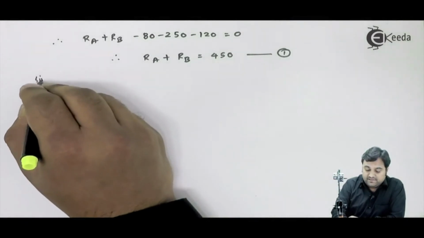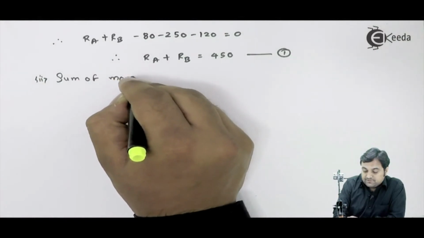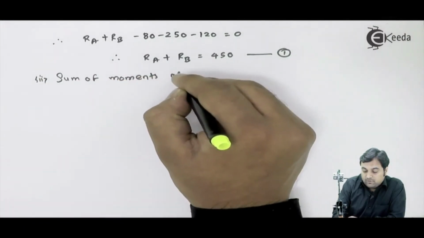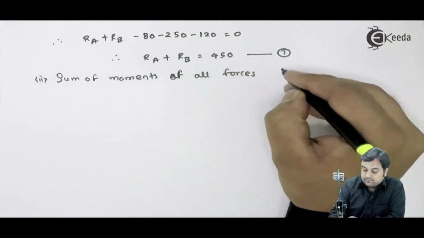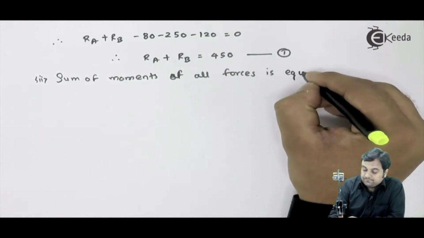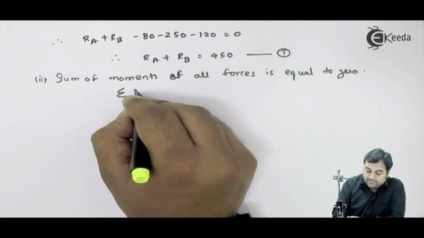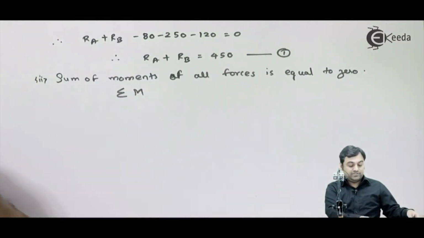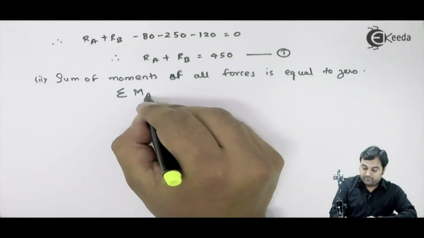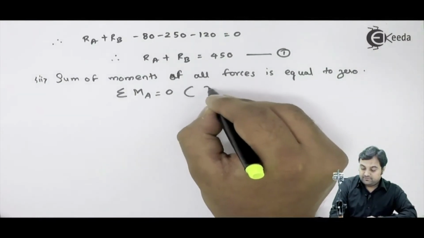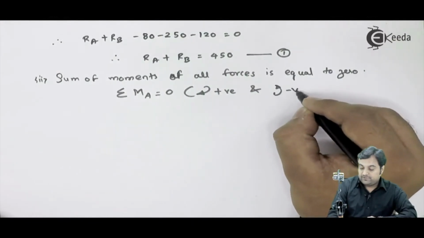After this, I will say that sum of moments of all forces is equal to 0. That's my second condition of equilibrium. I will be taking moments of all forces at point A. So sum of moments of all forces at point A is equal to 0. Clockwise moment to be taken as positive, anti-clockwise moment as negative.